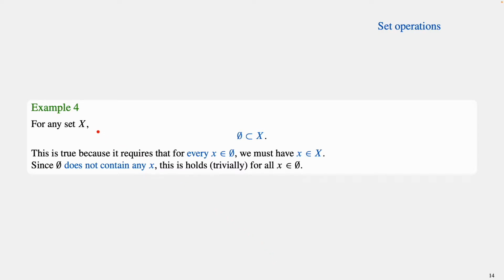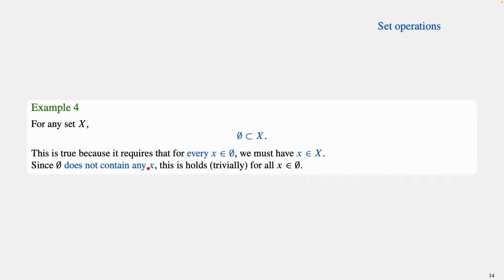And another example that you maybe have to think about for a moment. If X is any arbitrary set, then it is true that the empty set is a subset of X. Now, to understand why this is true, we have to think about the formal definition of a subset. For the empty set to be a subset of X, it must hold that every element of the empty set must be contained in the set big X.